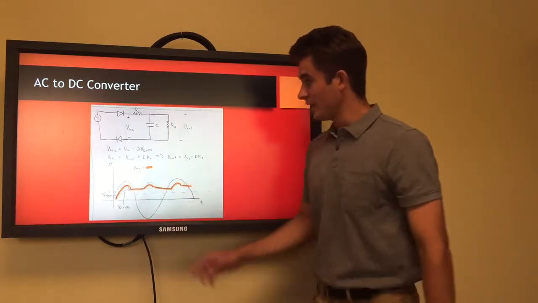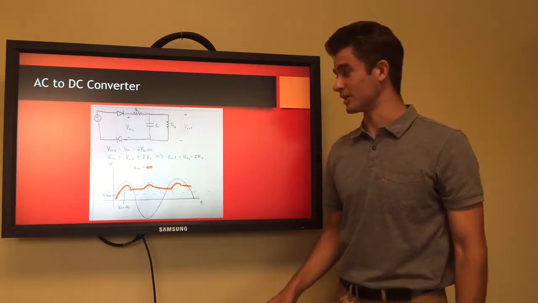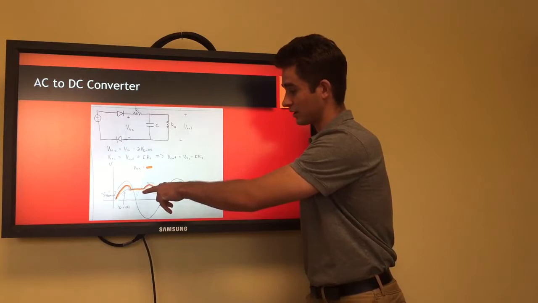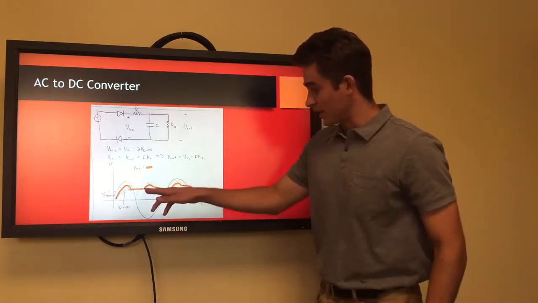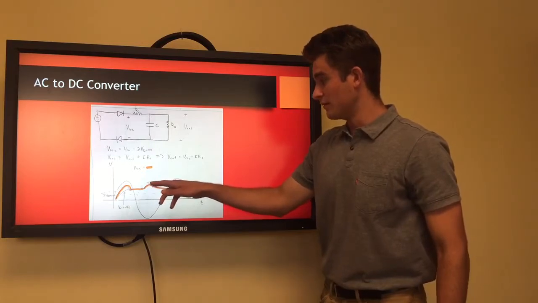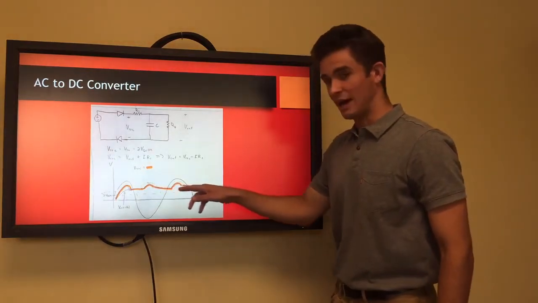And Vout basically acts as an open circuit at this point. So VREC will actually equal Vout until the diodes turn on again at this point here. And at this point, VREC is going to follow Vin with a difference of 2 VD on, and the exact same thing will happen here again.